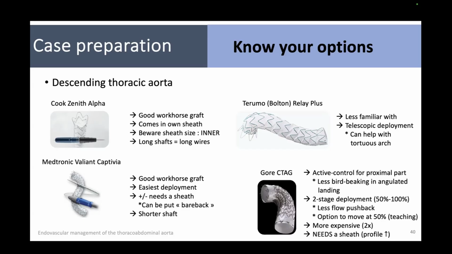Another graft is the Gore TAG. The difference with this one is that you have active control, so you can actively bend the proximal part and angulate it to accommodate angulated arches. So that theoretically and practically leads to less bird-beaking and better angulated landings. It's also a two-stage deployment, so you have a 50% deployment and then a 100% deployment. So there's less flow pushback when you're doing the deployment than the other grafts that occlude basically all the aortic flow at the same time. So you can have some type of pushback that's more significant in other grafts than this one.